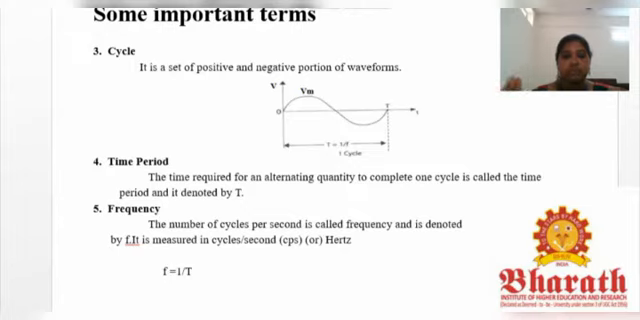Next is frequency. Frequency is the number of cycles per second. That is, within 1 second, how many times the positive and negative portions repeat again and again is called frequency. Frequency is denoted by the letter small f, and it is measured in hertz. The frequency formula is f equals 1 divided by T, where T is your time period.